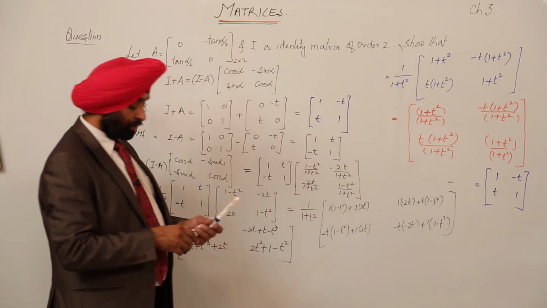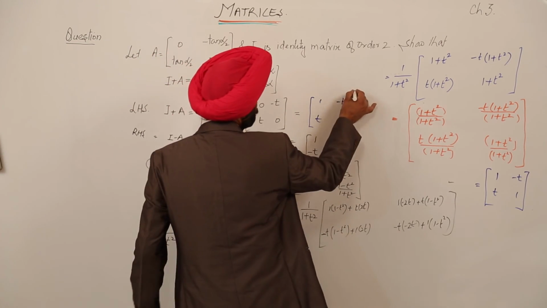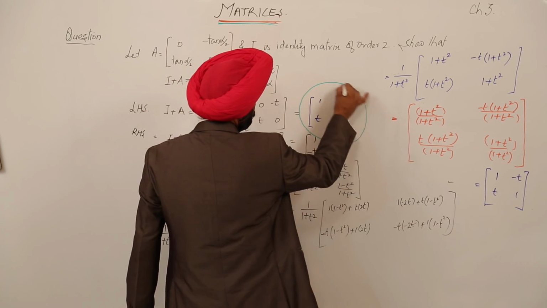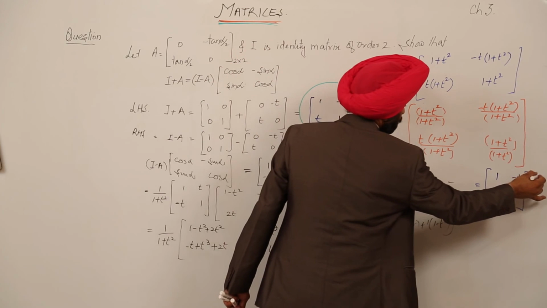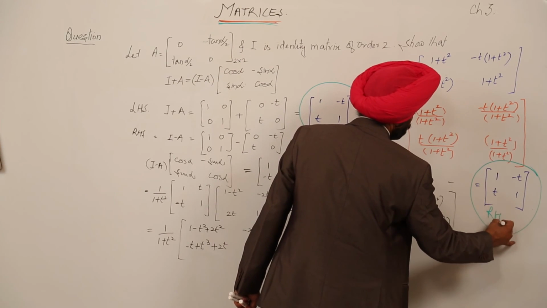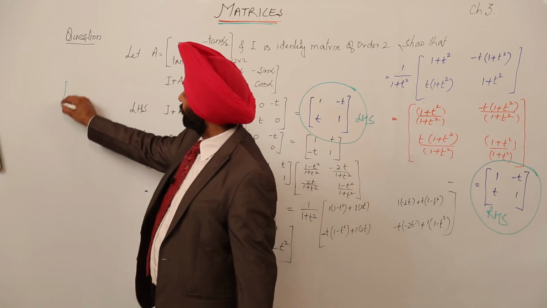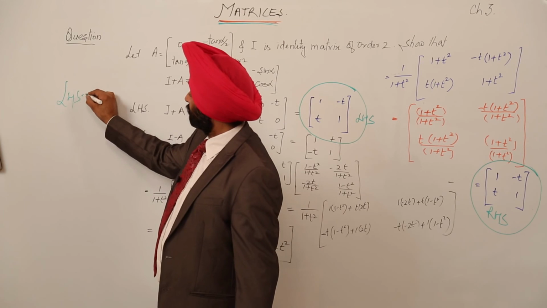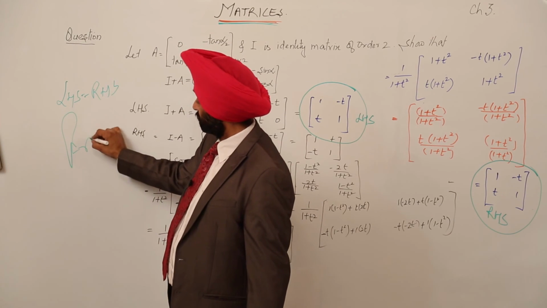Okay, so what was the left hand side? Left hand side is this one. This is your left hand side. And what is the right hand side? This is your right hand side. Okay, so left hand side is equal to right hand side. So what have we done?